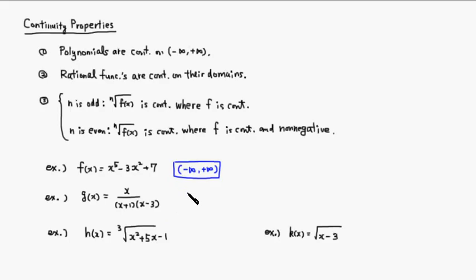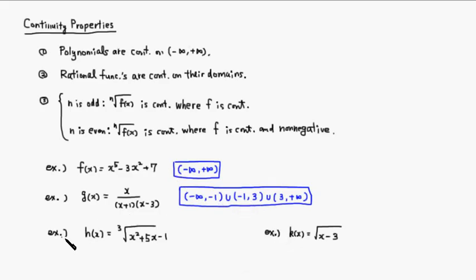In interval notation, this is negative infinity all the way to negative 1, skip negative 1, go all the way to positive 3, and skip positive 3, then go all the way to positive infinity. So this rational function is continuous on these intervals, basically all real numbers except negative 1 and positive 3.